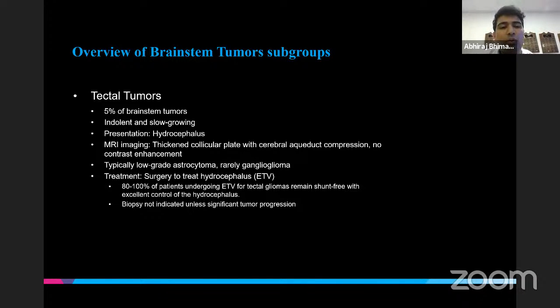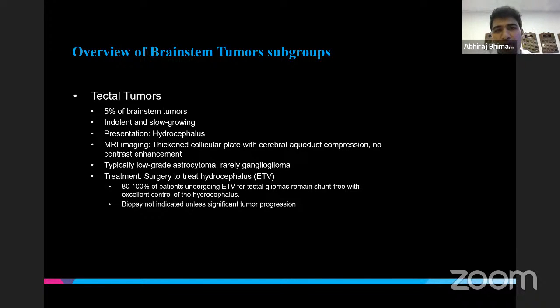On MR imaging, you can see a thickened collicular plate like we saw, and they compress the cerebral aqueduct, and they generally do not enhance with contrast. However, there are some variations of these tumors that we're going to discuss in a few minutes. Typically, these tumors could be a low-grade astrocytoma, but rarely can also be ganglioglioma.